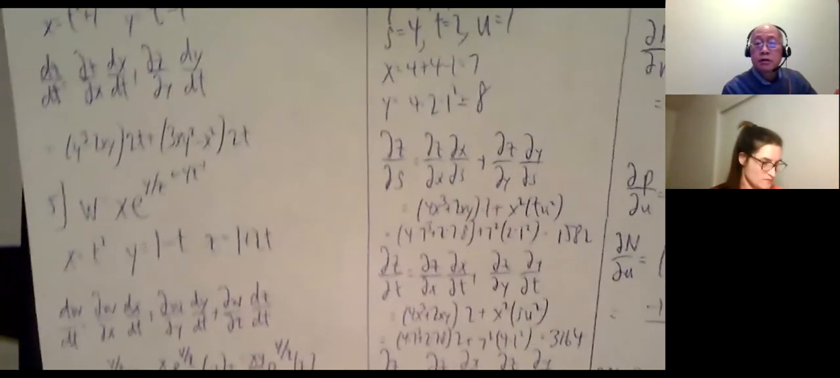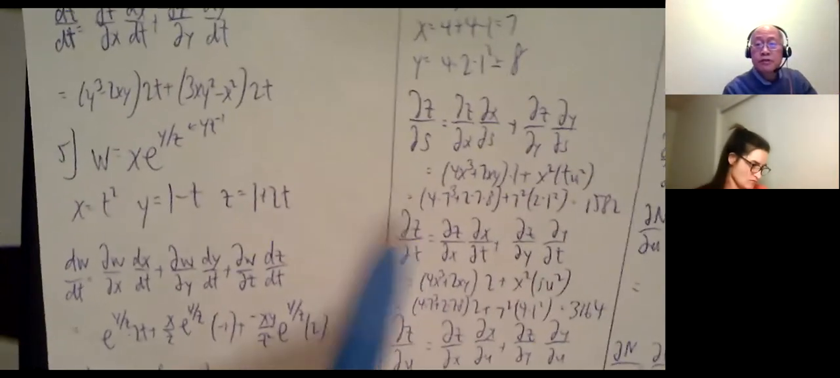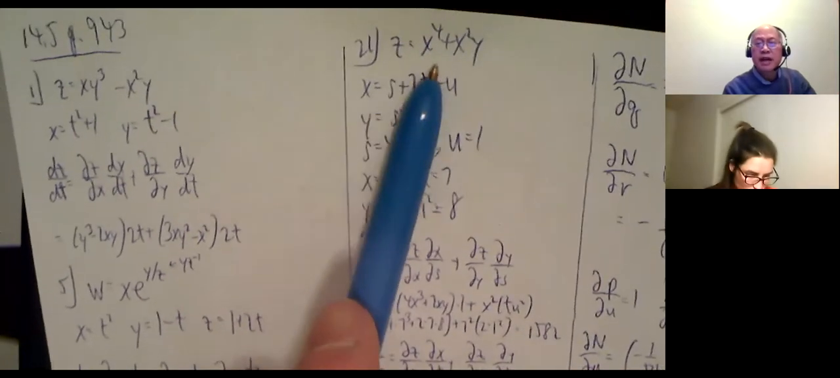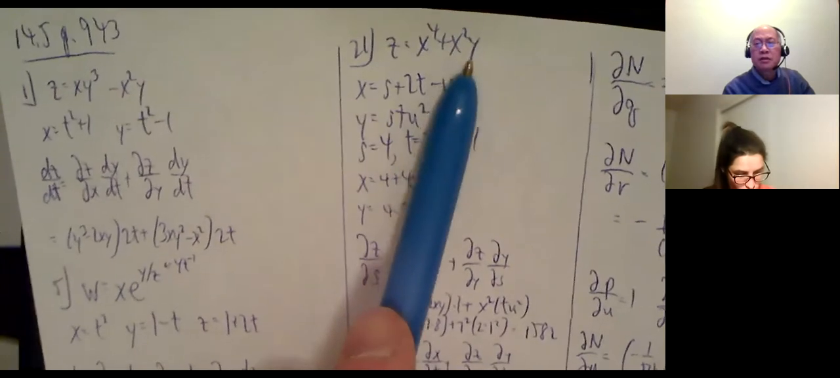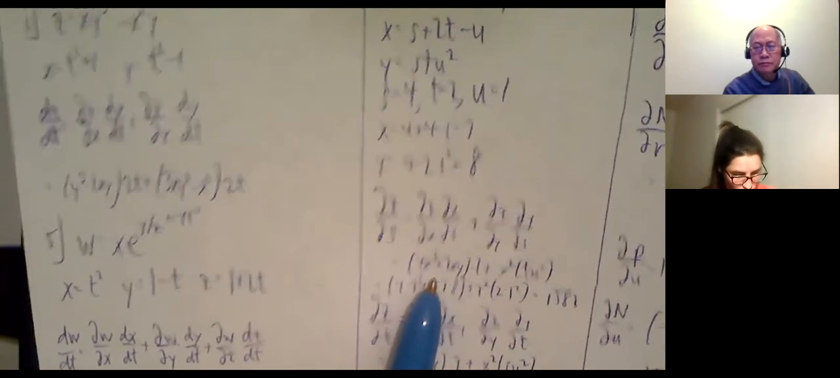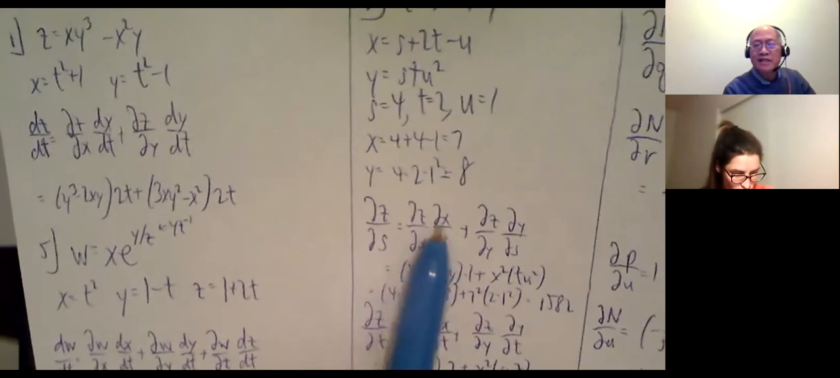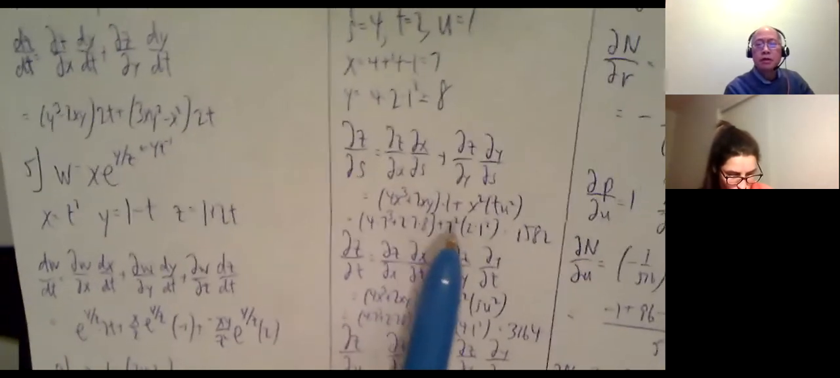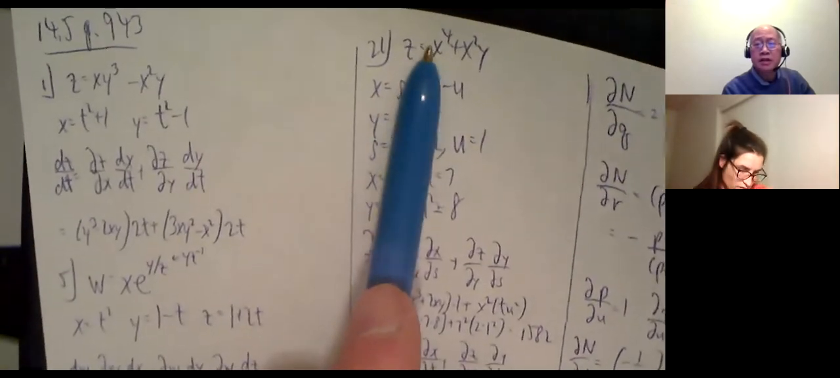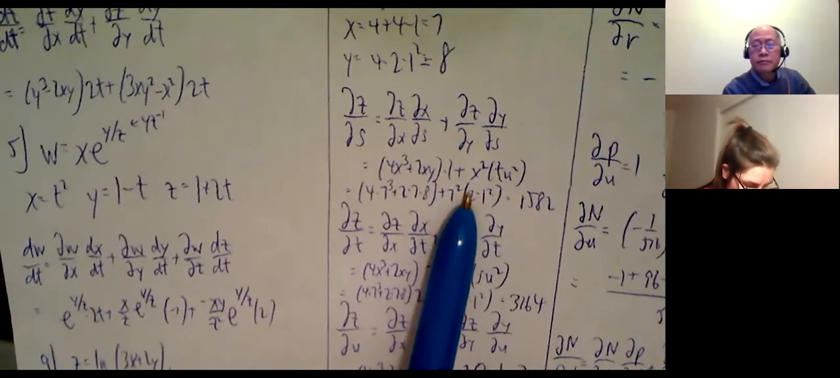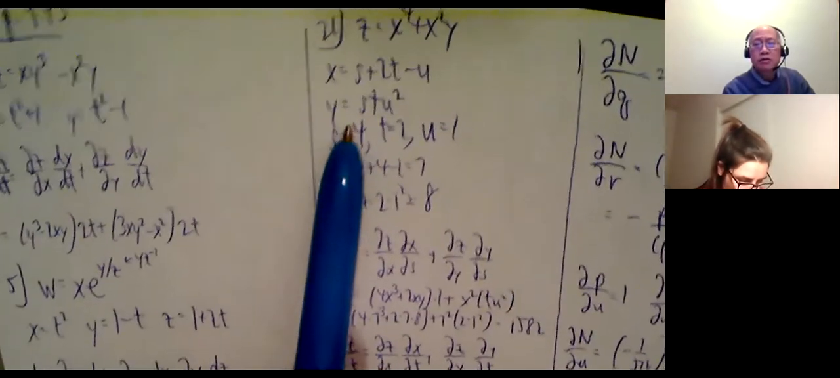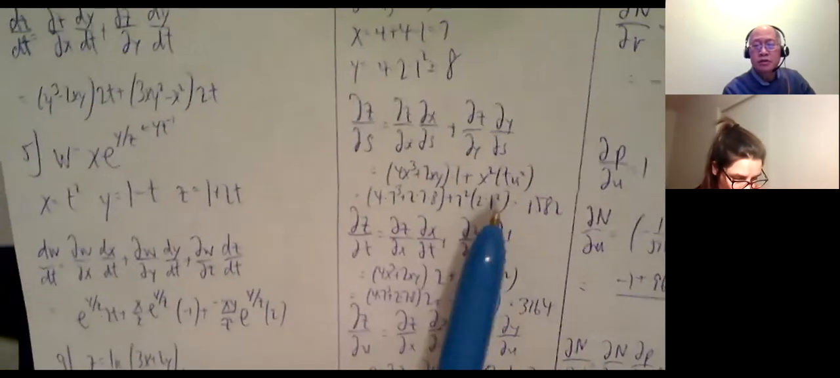All right. So here we go. Partial of z with respect to x: 4x cubed plus 2xy. Times partial of x with respect to s. Partial of x with respect to s is 1. Plus partial of z with respect to y. Partial of z with respect to y, that's x squared. And then partial of y with respect to s, just drop the s, tu squared.